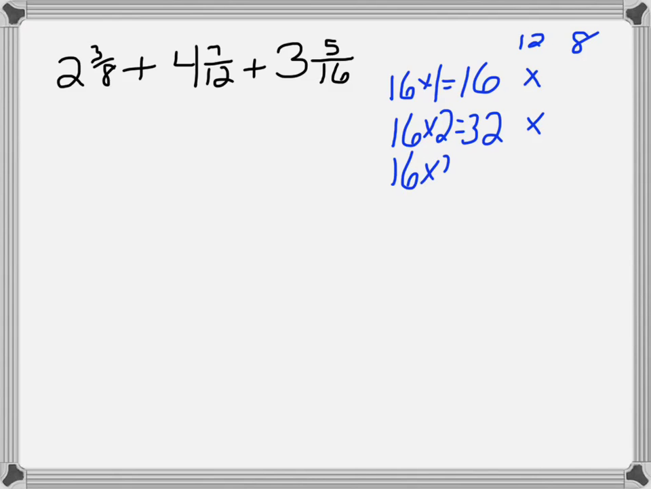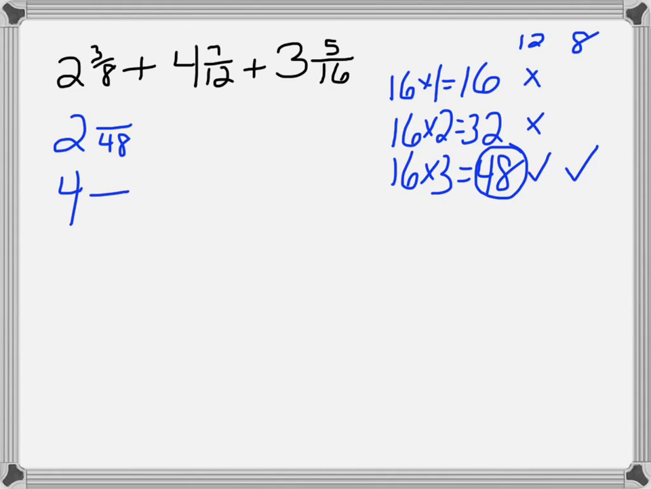16 times 3 is 48. Will 12 go into 48? Yes. So then check the 8. Will 8 go into 48? Also yes. Since they're both yes, the common denominator is 48. So let's rewrite our fractions. And we need to get our new numerators. So 8 into 48 is 6 on the top.